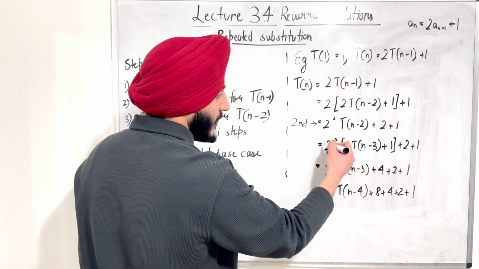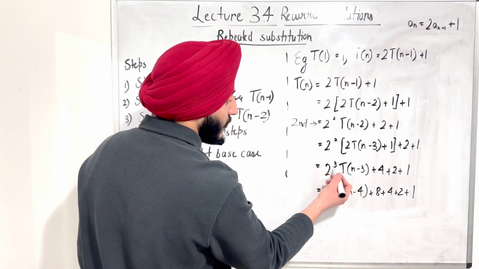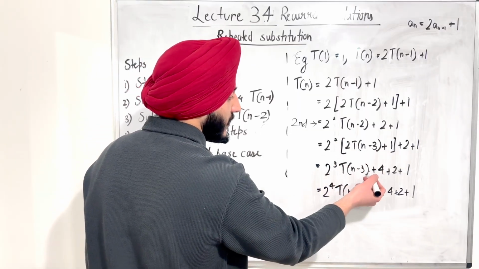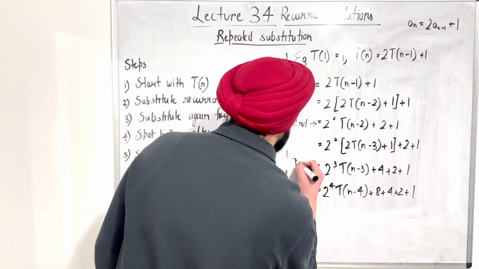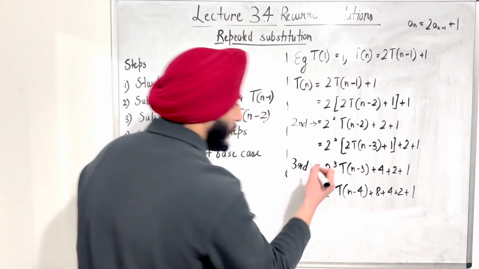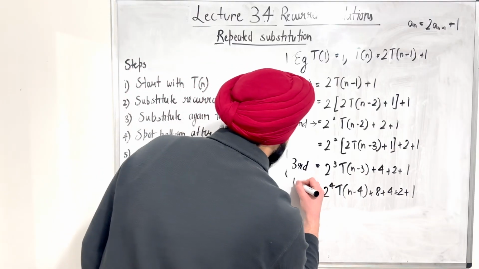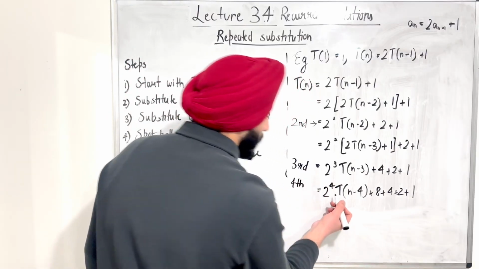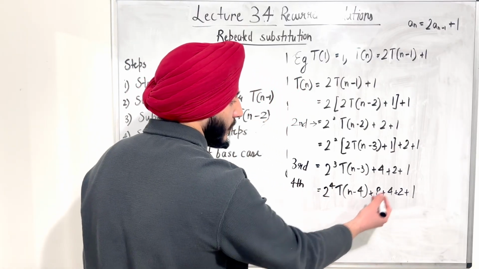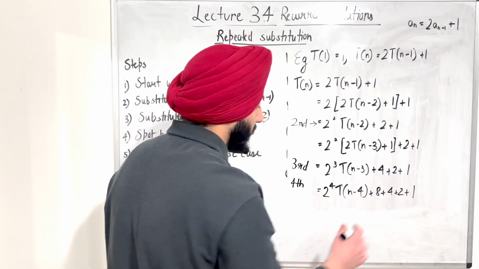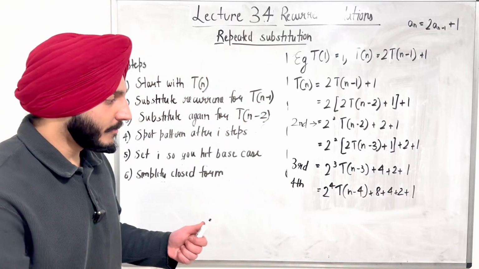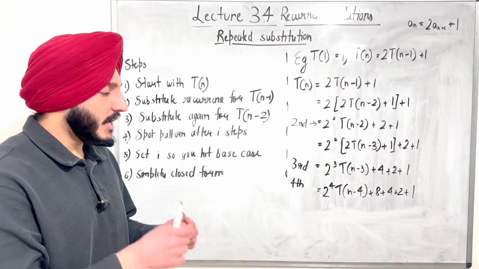When we did it once again, we get 2 to the power of 3 tn minus 3 plus 4 plus 2 plus 1. Now if you do it the fourth time, you'll get 2 to the power of 4 tn minus 4 plus 8 plus 4 plus 2 plus 1. I clearly see a pattern over here. And the pattern is that if I take an ith step, right?